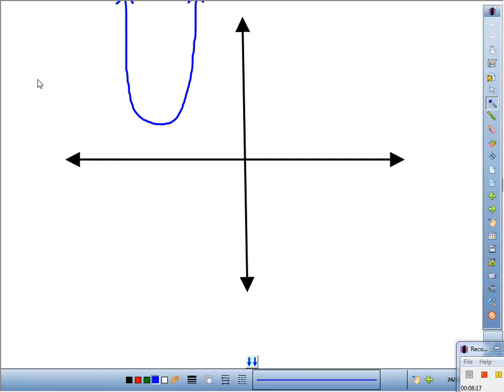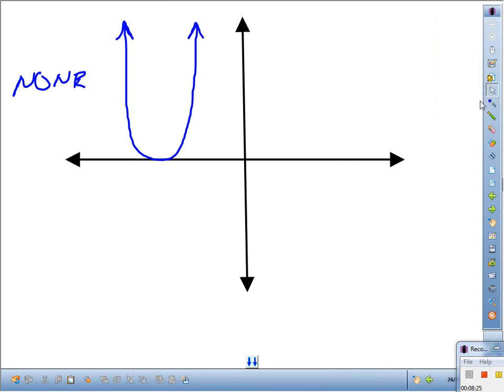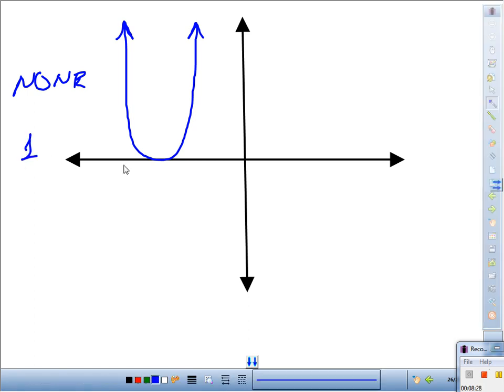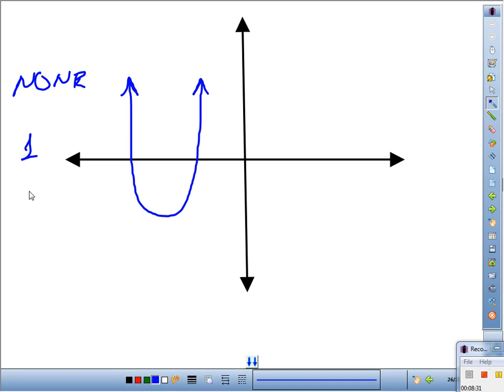So how many possible solutions? We have no solutions, 1 solution, or 2 solutions. Those are the only 3 possible types of solutions that we're going to get. Are we there? So I want to know if my equation is going to give me none, 1, or 2.